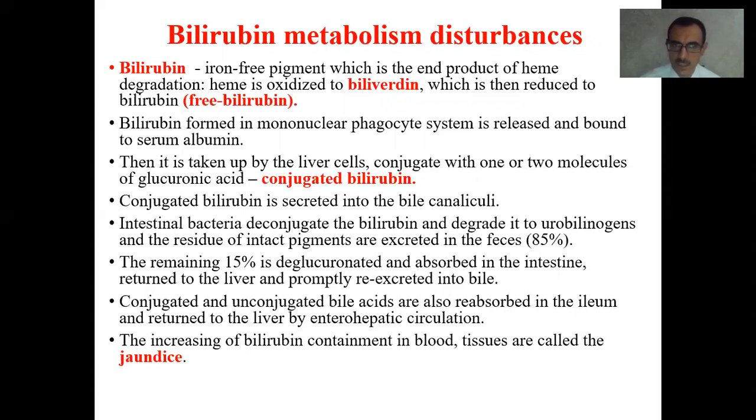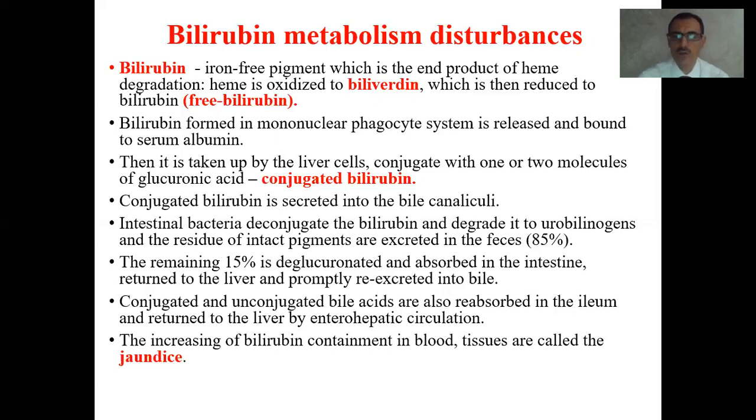Intestinal bacteria deconjugate the bilirubin and degrade it to urobilinogens, and the residue of intact pigments is excreted in the feces. The remaining 15% is reabsorbed in the intestine, returned to the liver, and promptly re-excreted into bile. Conjugated and unconjugated bile acids are also reabsorbed in the ileum and returned to the liver by enterohepatic circulation.